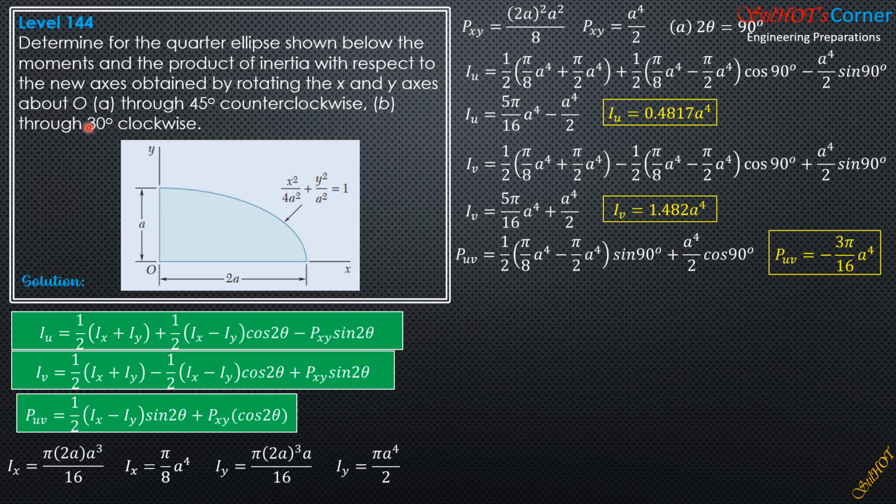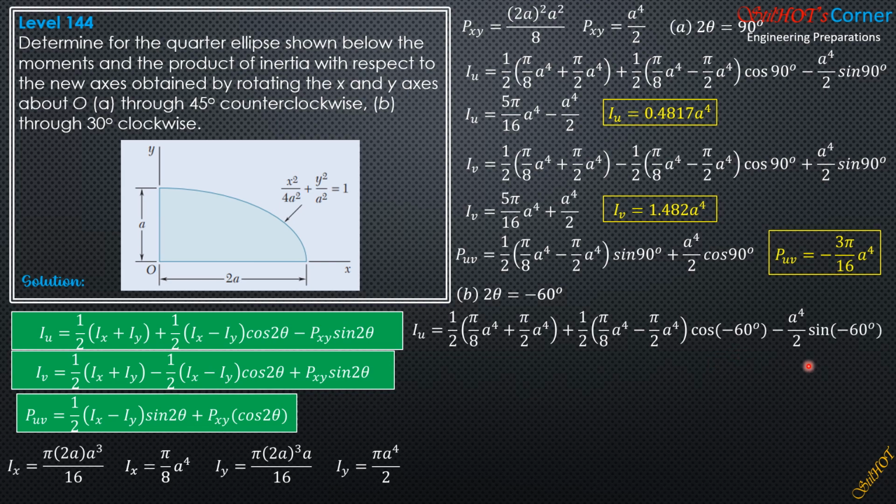Then for part B, it is clockwise, so 2θ would be negative 60 degrees, 2 times negative 30. Substituting into the formula, I sub u is 1/2 (π/8 A to the 4th + π/2 A to the 4th) + 1/2 (π/8 A to the 4th − π/2 A to the 4th) cosine of negative 60 degrees − A to the 4th over 2 sine of negative 60 degrees. Simplifying, I sub u is 5π/16 A to the 4th, then negative 3π/32 A to the 4th, and the last part is positive square root of 3 over 4 A to the 4th. Combining, expressing in decimal, I sub u is 1.120 A to the 4th.